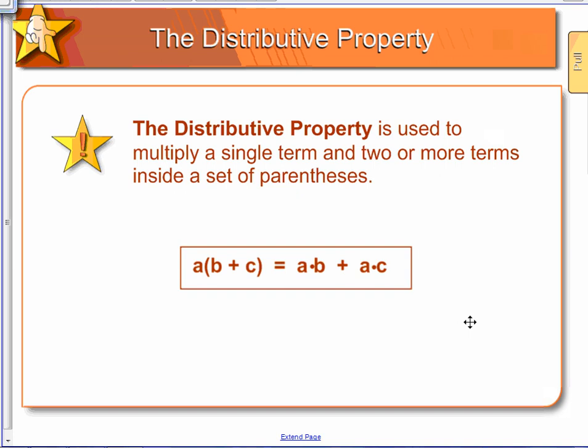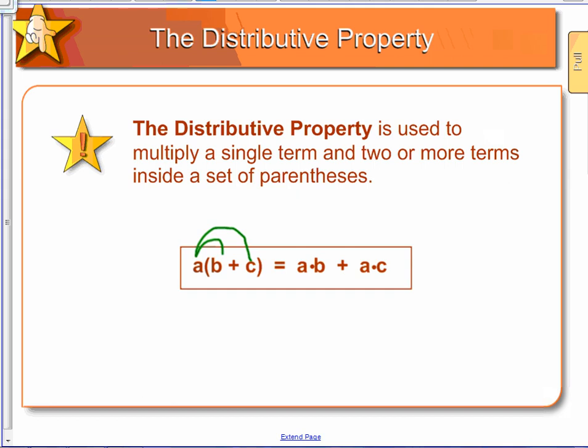Today we're going to be talking about the distributive property. The distributive property is used to multiply a single term and two or more terms inside a set of parentheses. So, for example, you can take A times the quantity B plus C, and you can multiply A times B, and then multiply A times C. Alright, just written here to solve.